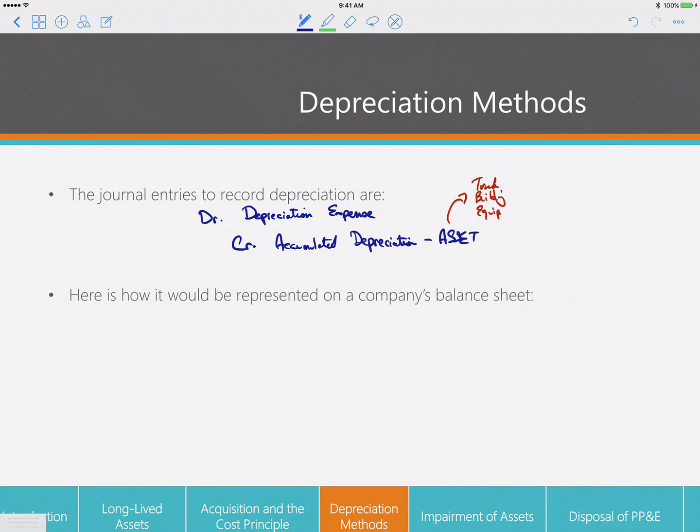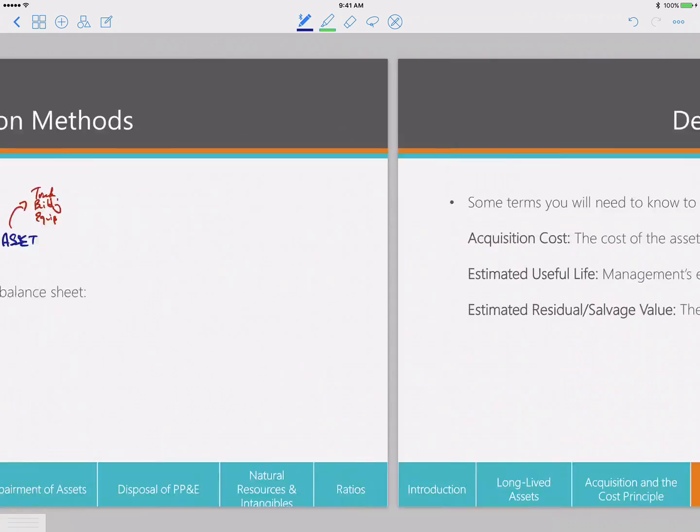And we already showed what it would look like on your balance sheet. If you remember, just the asset less accumulated depreciation gives you the asset net.